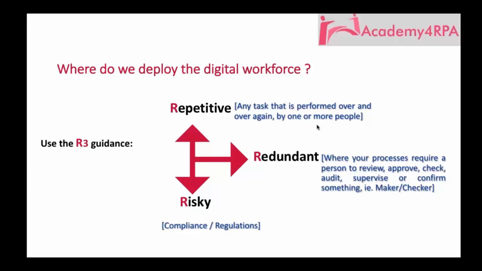So if you replace humans with robots for a certain process, then you don't need an approver or supervisor just monitoring things. The robot or the software can do the same for you. And the last R is risky, where we need to meet regulations or compliance. So these are the areas where we deploy robots.